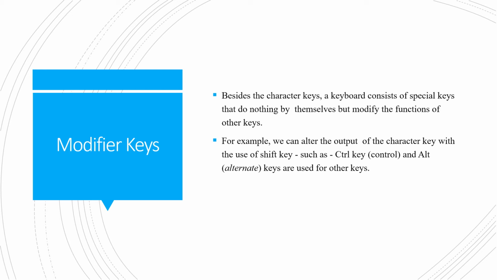Like the control key, Control plus A is used to select the full document, while Control alone will not perform anything. It means the operation will be performed with the help of characters.